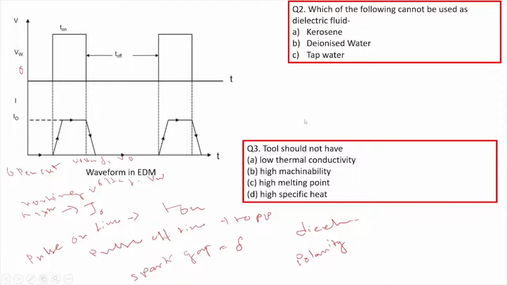So here the question given is: which of the following cannot be used as dielectric fluid? If we talk about dielectric fluid in EDM, material removal mainly occurs due to thermal evaporation and melting. That thermal processing is required to be carried out in the absence of oxygen so that the process can be controlled and oxidation can be avoided. We want to avoid oxidation here, which is why thermal processing works in the absence of oxygen. Oxidation leads to poor surface conductivity of the workpiece.